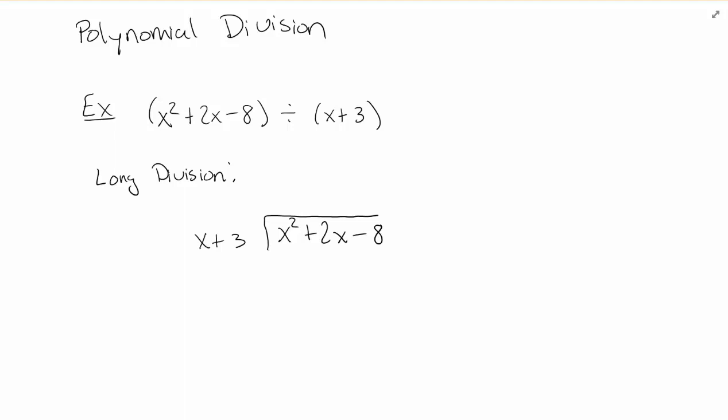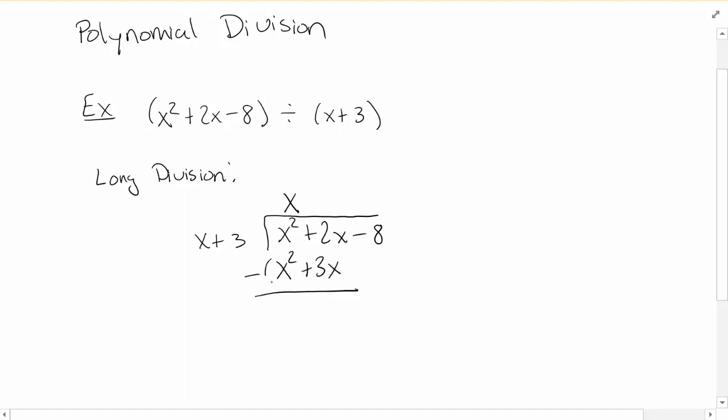The thing I'm going to think about is, what do I have to multiply x by to get x squared? Well, that's another factor of x, so I'll put the x up there, send it through. X times x gives me an x squared, and an x times 3 gives me plus 3x. I'll subtract this whole quantity, so x squared minus x squared. I don't have any x squareds anymore, there's 0 of them. And then a 2x minus 3x gives me minus x. And then I'll drop down the next term, which is a minus 8.